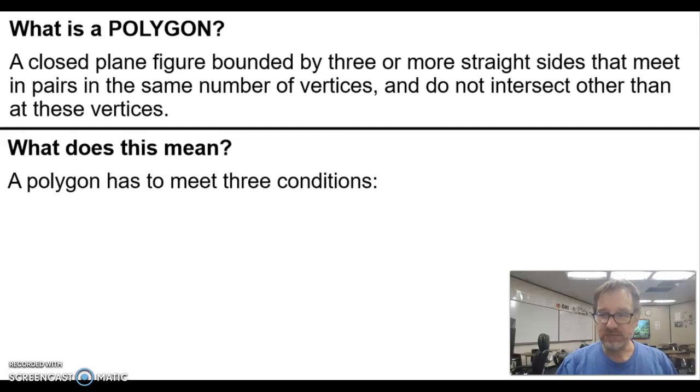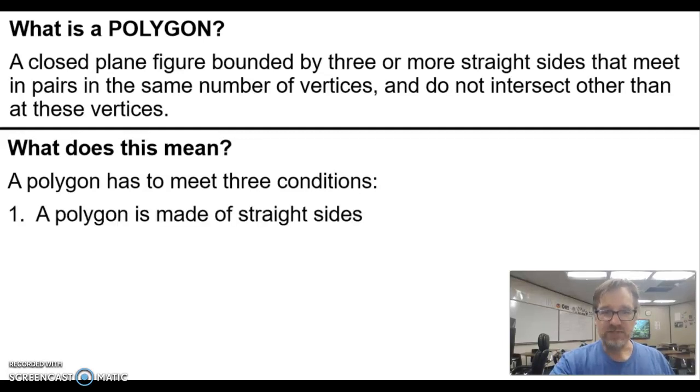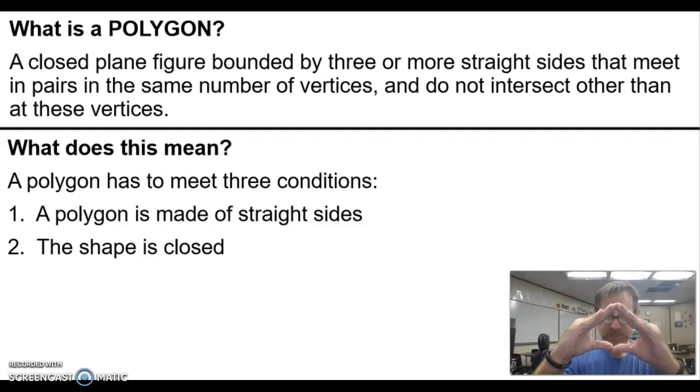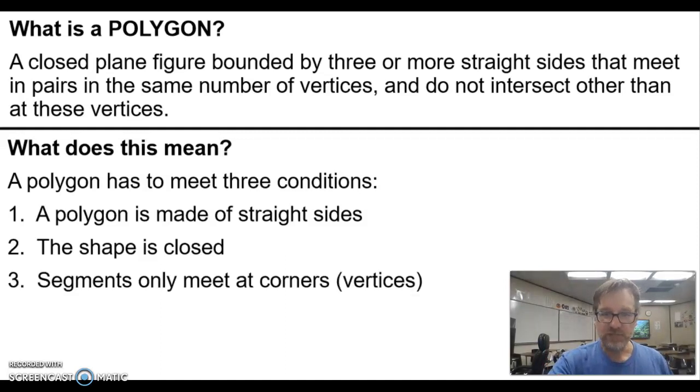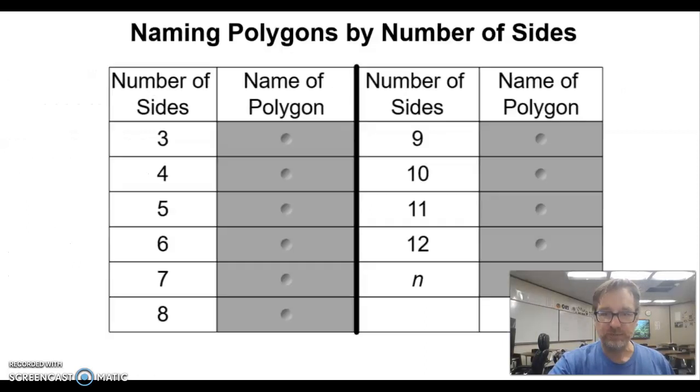A polygon has to meet three conditions. First off, every side has to be straight. No curves. You cannot have any curves. All the sides have to be straight. The shape has to be closed, like a triangle. We can't have any openings. The segments only meet at the corners. The corners are called vertices. That means none of the sides can cross over each other and still be considered a polygon. The individual parts might be considered a polygon, but as a whole, it's not a polygon.